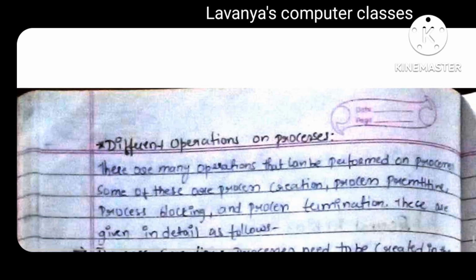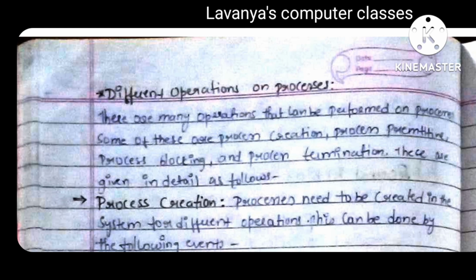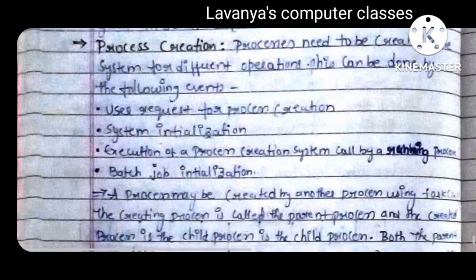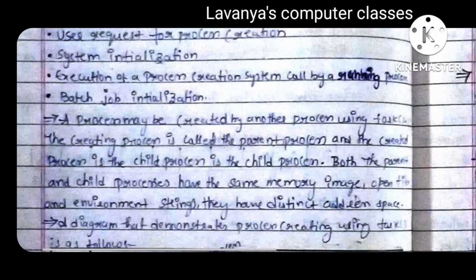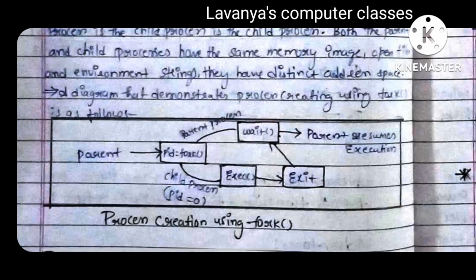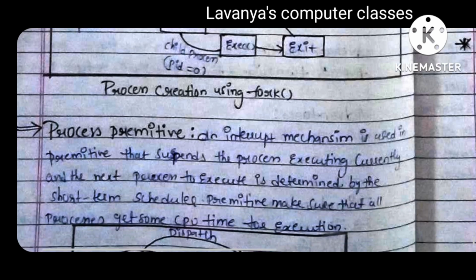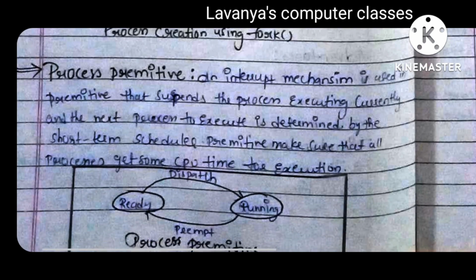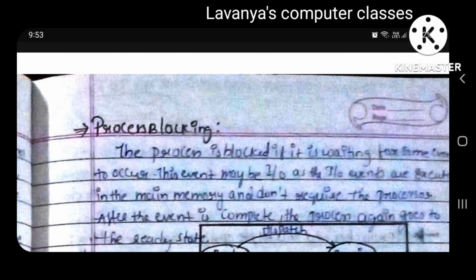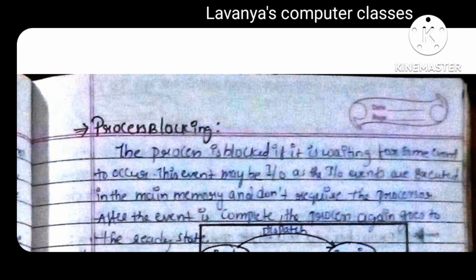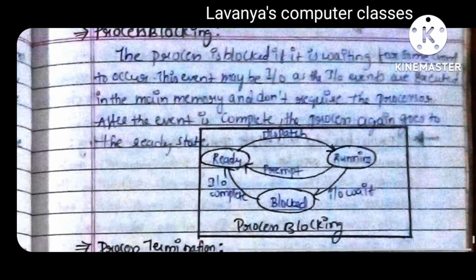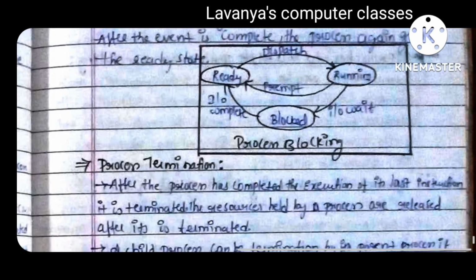Different operations on processes. Process creation, process primitive, process blocking, process termination.